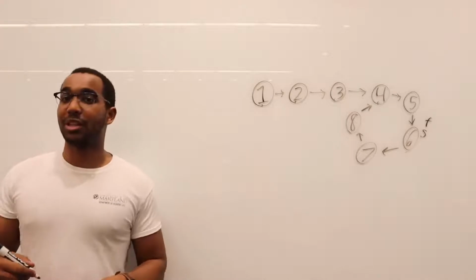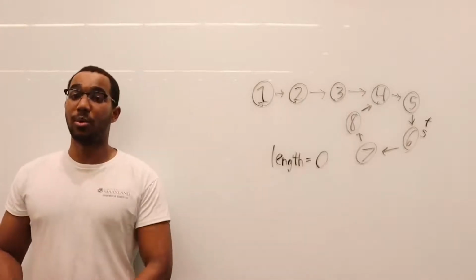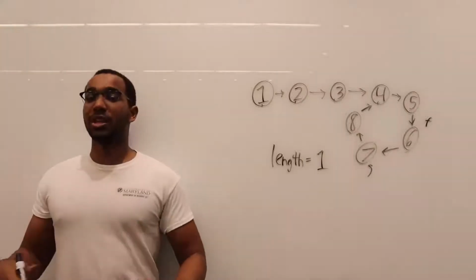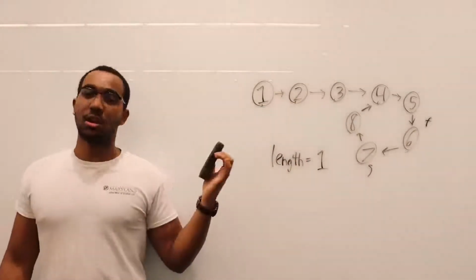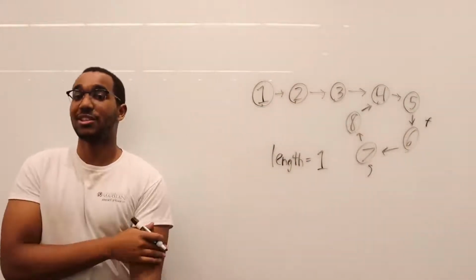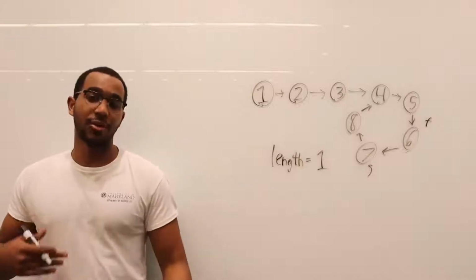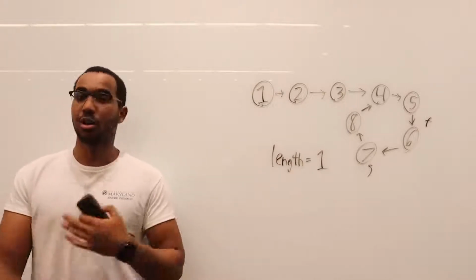So let's put the length to 0. Now we move the slow pointer forward 1. And we're going to keep doing this because we know we're sitting in a cycle. It's just going to cycle back. As soon as it hits the fast pointer again, then we know that we found the length of the cycle. We've gone through all of it.